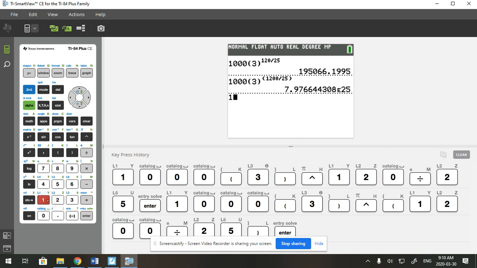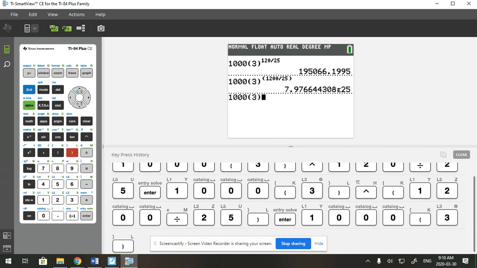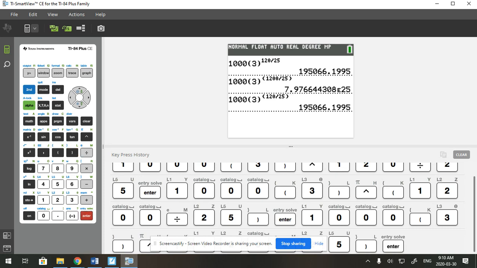Oh, I put in an extra 0. Now you get to see me make a mistake. There we go. 1,000 times 3 to the exponent, open up a bracket, and it was 120 divided by 25. And then you should get the answer there. So be careful with your calculator. Maybe pause the video and try that for a second and make sure you get the right answer.